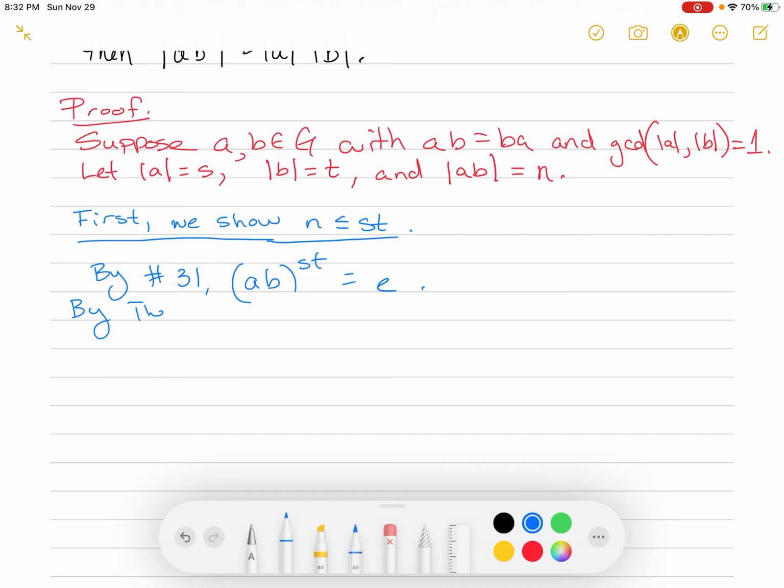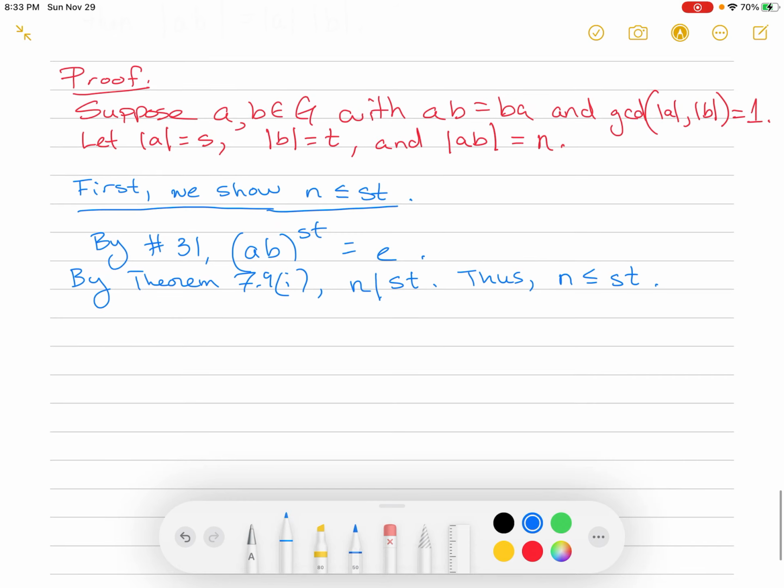Now, if you apply theorem 7.9, number 1, the order of AB has to divide ST. What was the order of AB? It's N, right? So N divides ST. Now, these are all positive integers, so that means N is less than or equal to ST. Okay, pretty simple. That's the easy part of the proof.